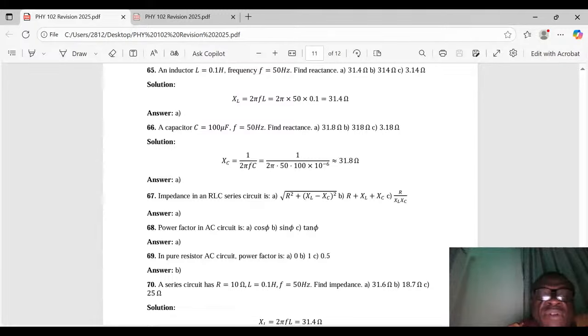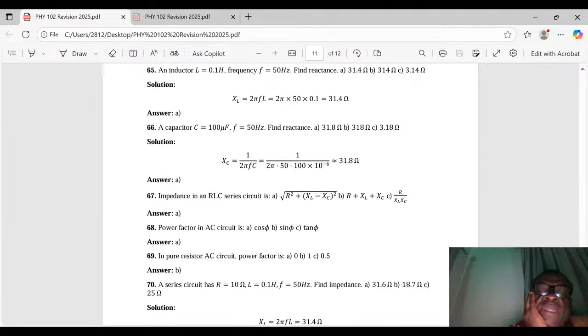Then 67, impedance in the RLC circuit. What is RLC circuit? When these three elements are connected in series, what happened? And that is the formula. A is equal to that, B is equal to that, and C is equal to that. So the correct answer is the square root of R squared plus XL minus XC all squared. That is the total reactance, and that's what we call the impedance.